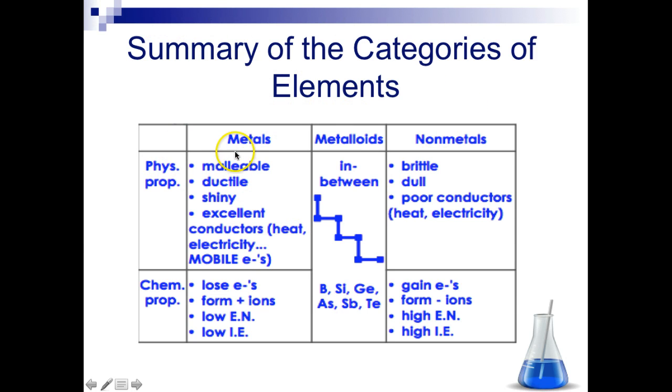So let's look at this and summarize these elements. Metals are malleable, ductile, shiny, and excellent conductors of heat and electricity because of those mobile electrons. They lose electrons and form positive ions, and we're going to talk about their low electronegativity and ionization energy in lesson 3A and 3B. The metalloids are in between, and here are your 6 metalloids that you need to memorize. Nonmetals are brittle, dull, and poor conductors of heat and electricity. They gain electrons, form negative ions, and have a high electronegativity and high ionization energy.